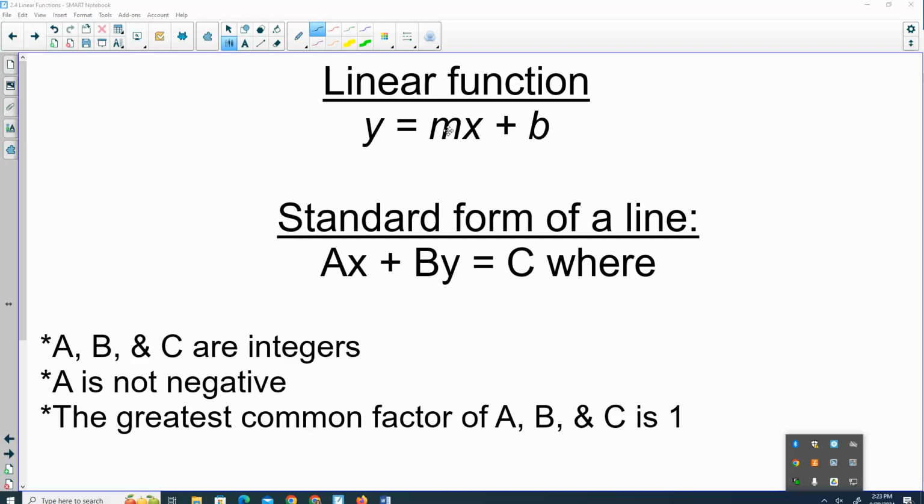Oh yeah, y2 minus y1 over x2 minus x1. Because it's rise over run, so the y's are on top, x's are on the bottom. Another word for slope is average rate of change, so you might hear it called that.